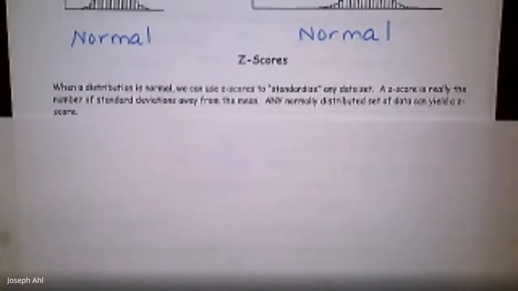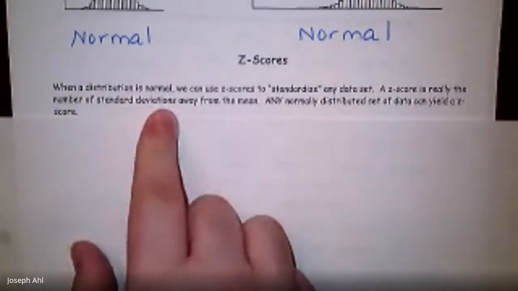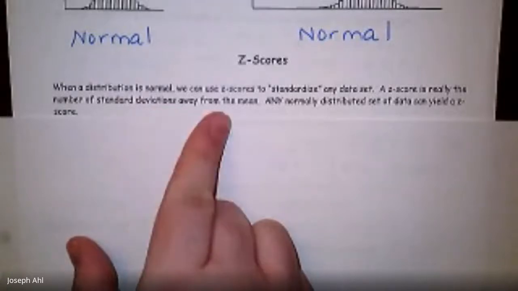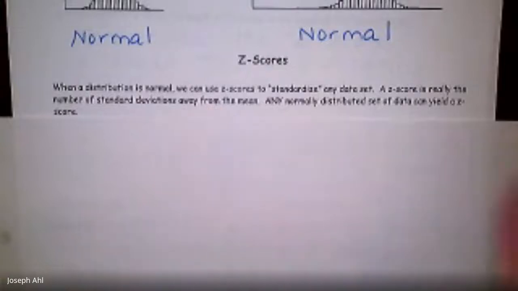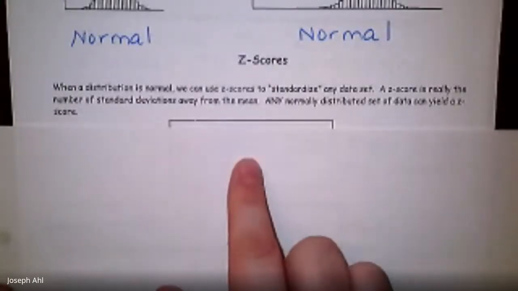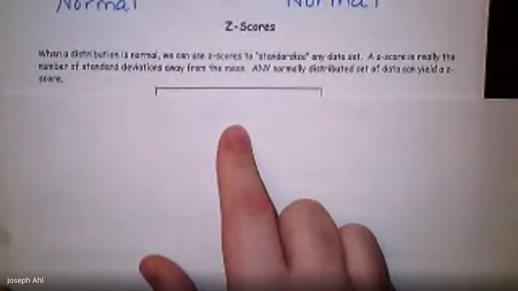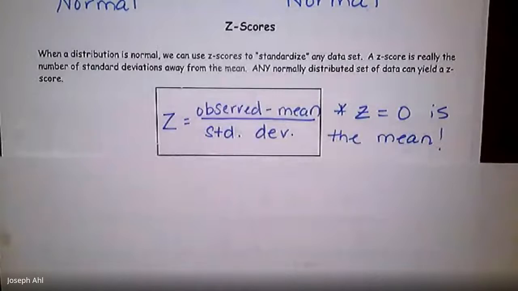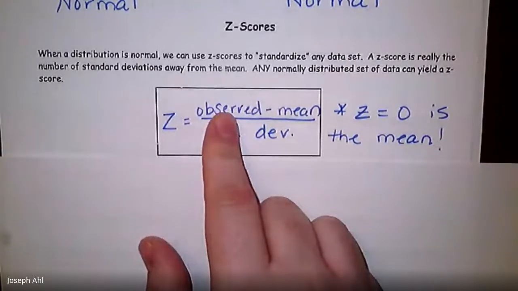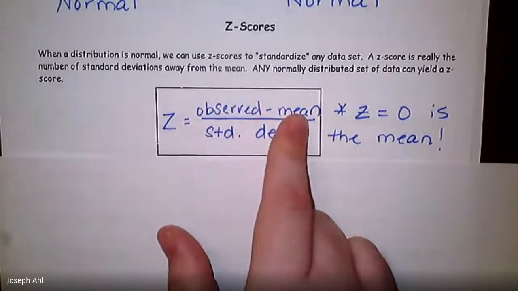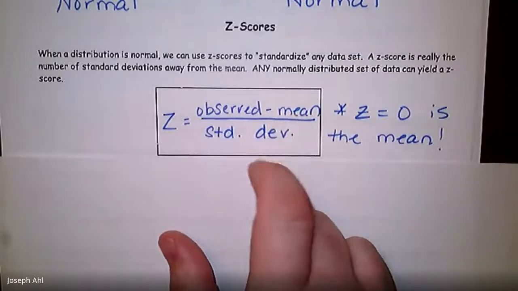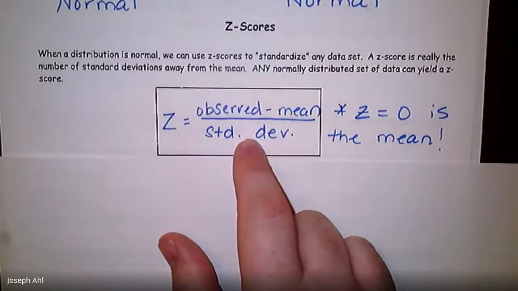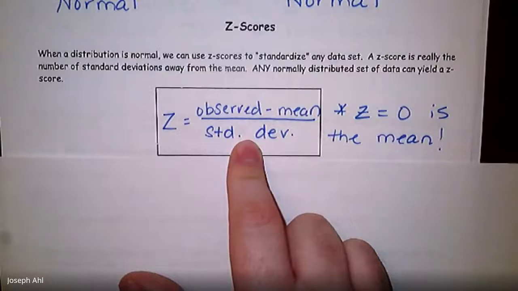So the z-score, what does it really represent? It represents the number of standard deviations, which we just talked about a second ago, that somebody is away from the mean. And any normally distributed set of data can yield a z-score. Here's going to be in this box a formula for how we will calculate z-scores in this lesson. So z-scores can be calculated by taking an observed value, subtract the mean from that, and then divide that result by the standard deviation for that set of data.